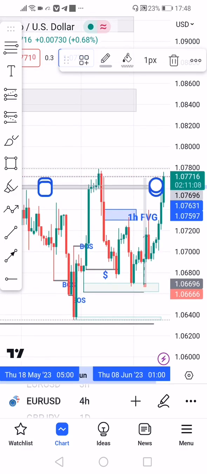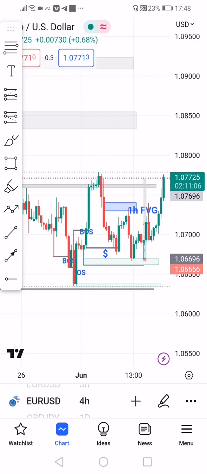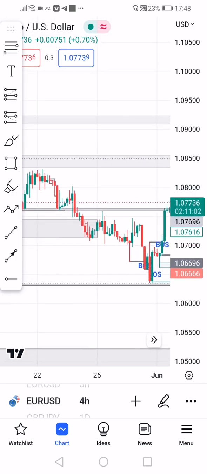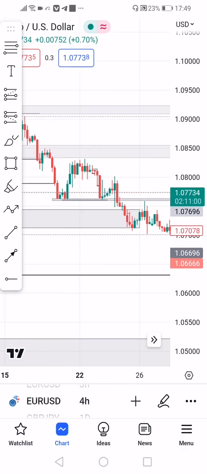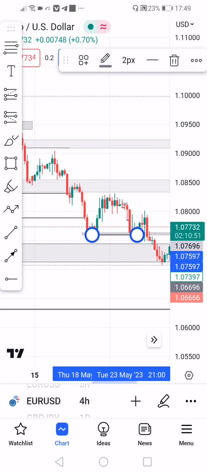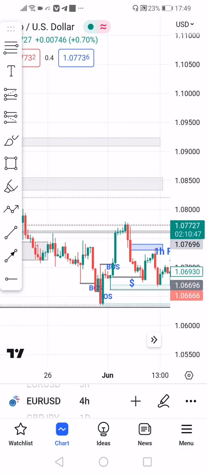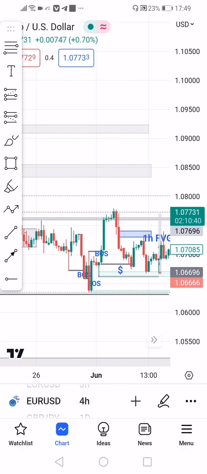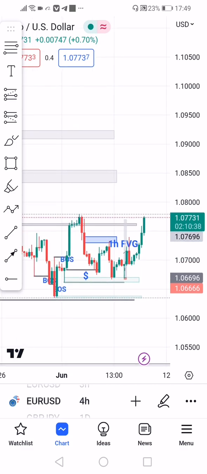I was targeting this level here because my target was 100 pips, and I was targeting this resistance here. I think you can see this support which was broken. This was the level I was targeting. Since price was failing to make another low here, that's when I started thinking about buys.